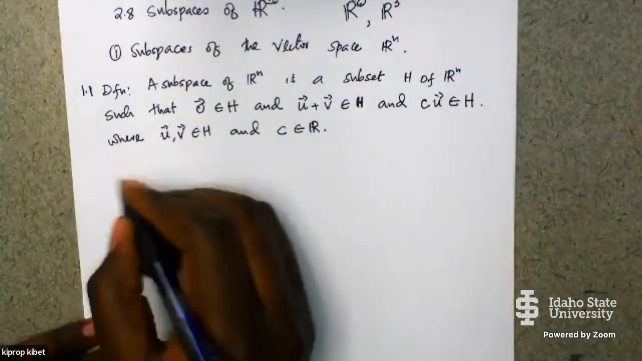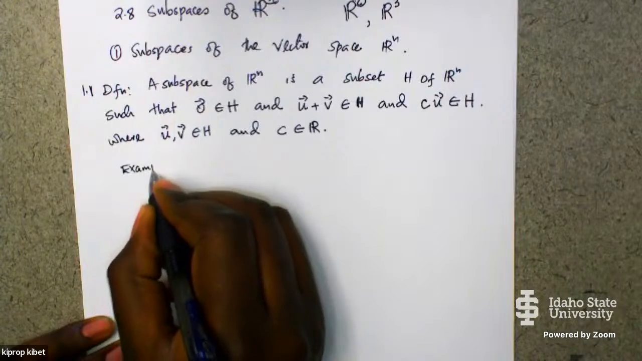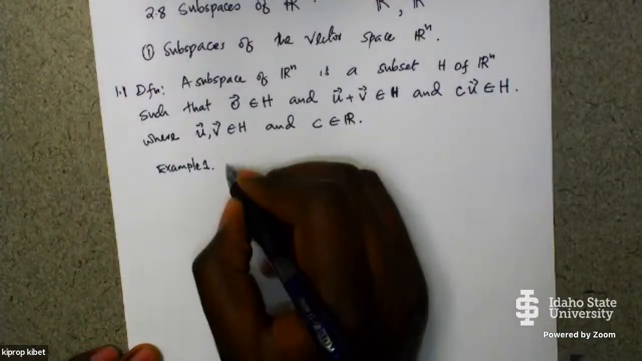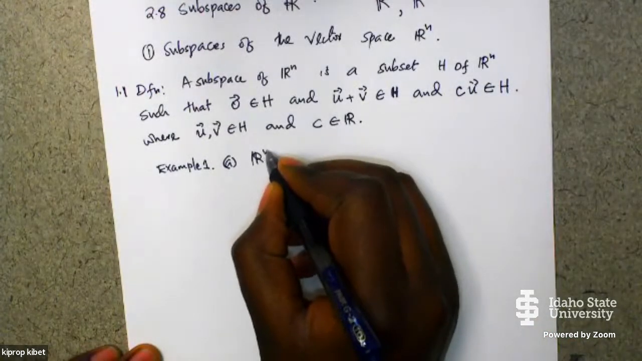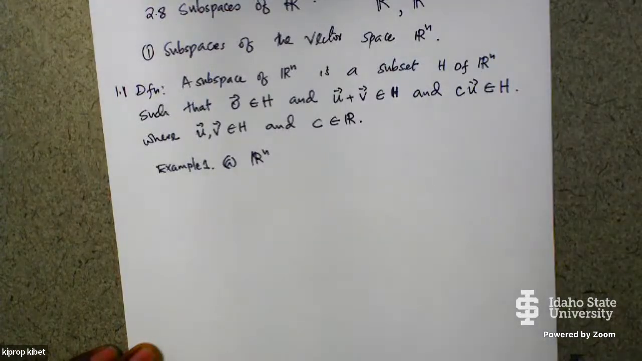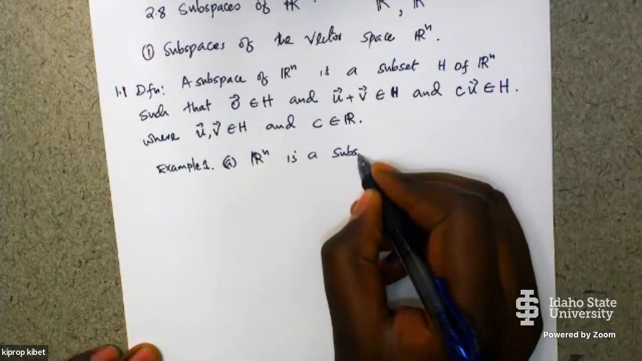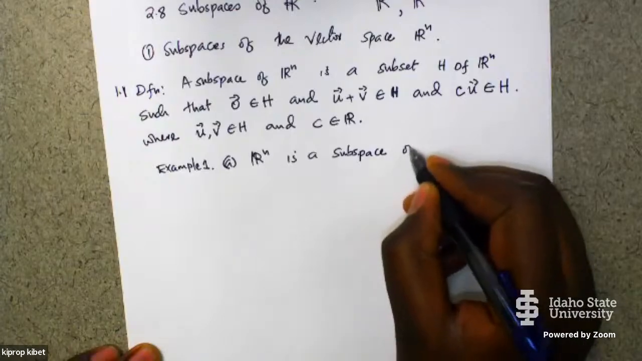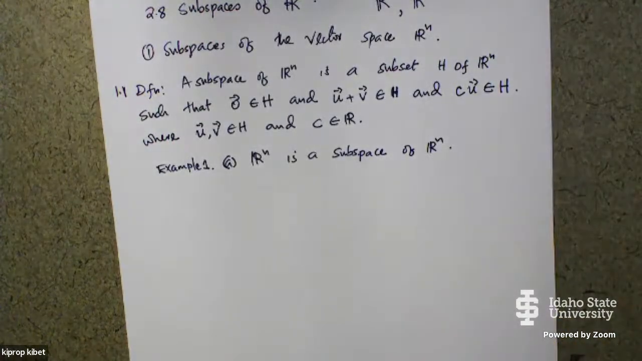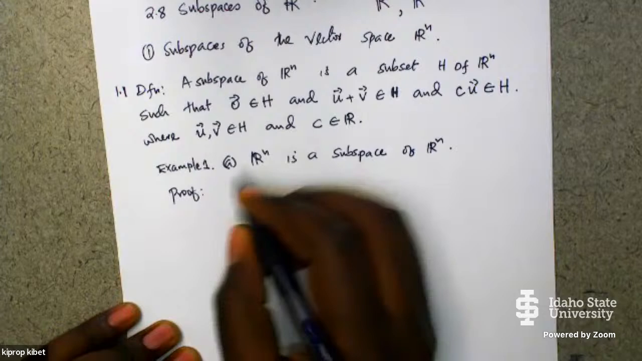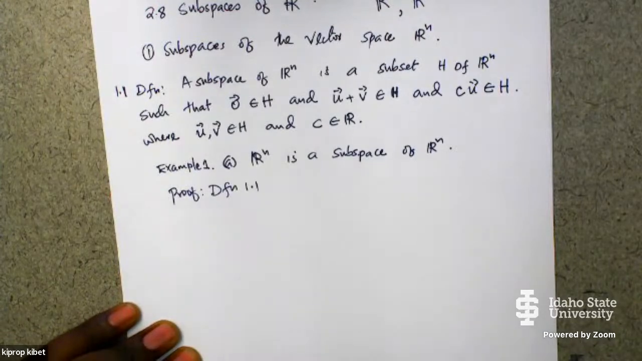Okay, let's look at example number 1. A: Rn, the real number space, which is the whole set, is a subspace of Rn. So the whole space can be a subspace of the whole space. So the proof is just the same as the one from the definition, 1.1.